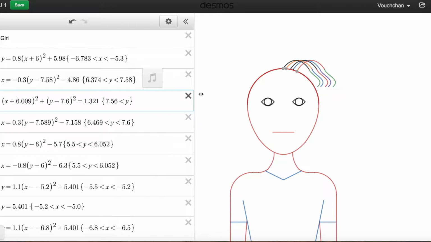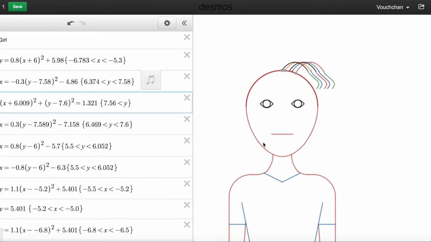And I also want to limit the range of the equation, so I use 7.756 smaller than y.